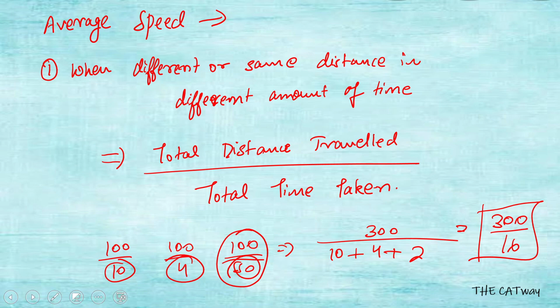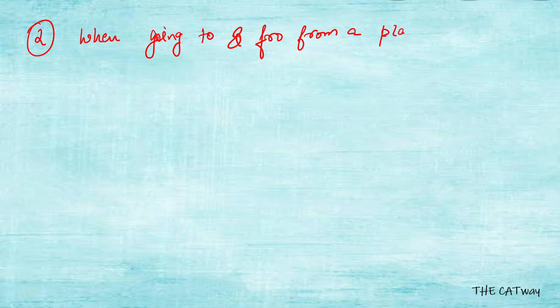Okay, come to the second type of average speed: when going to and fro from a place. Let's say I went 100 kilometers to some place and then I came back, and my speed while going to that place was x, and my speed coming back from that point was y. So now what do we do? If I'm traveling the same distance but with different speeds, then there is a direct formula for that.